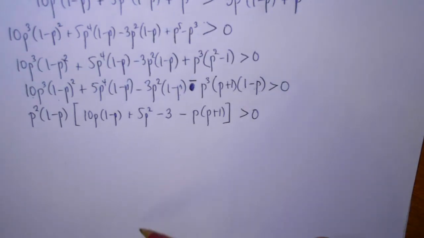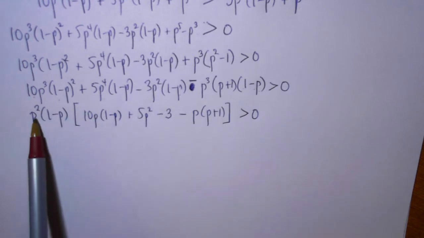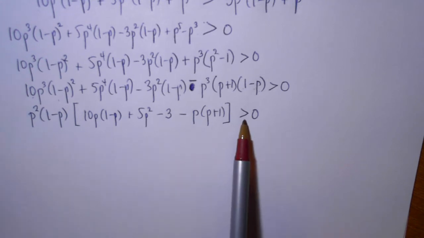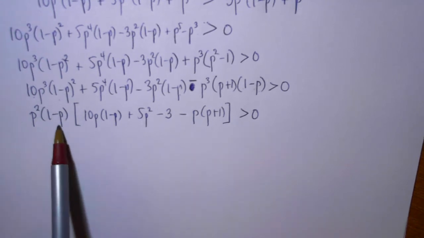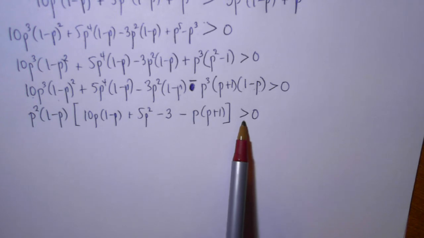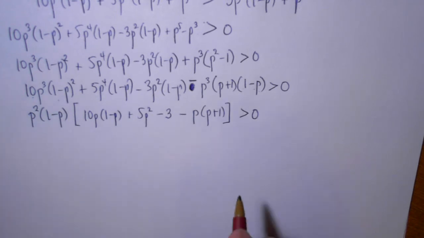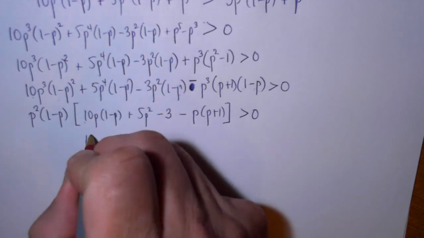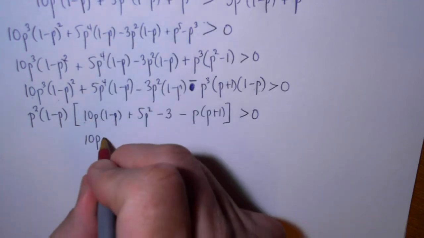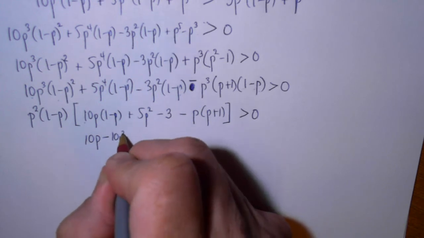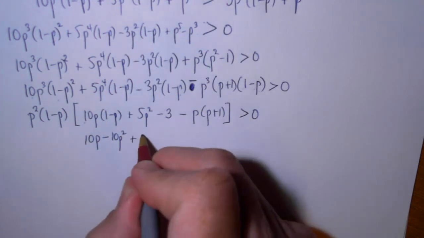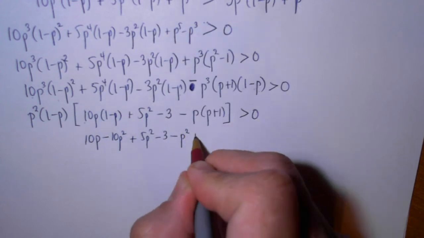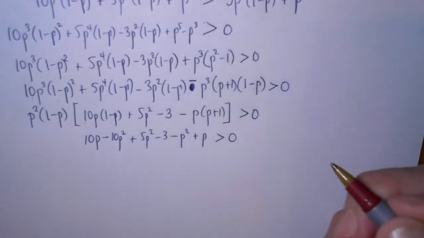Alright, let's see. Well, p squared is positive, 1 minus p is positive. I can divide by a positive number, and the crocodile doesn't change directions. So if I divide by this positive number, the greater than sign stays put. So let's multiply out what's inside here. I have 10 times p minus 10p squared plus 5p squared minus 3. Then I have minus p squared plus p to be greater than 0.